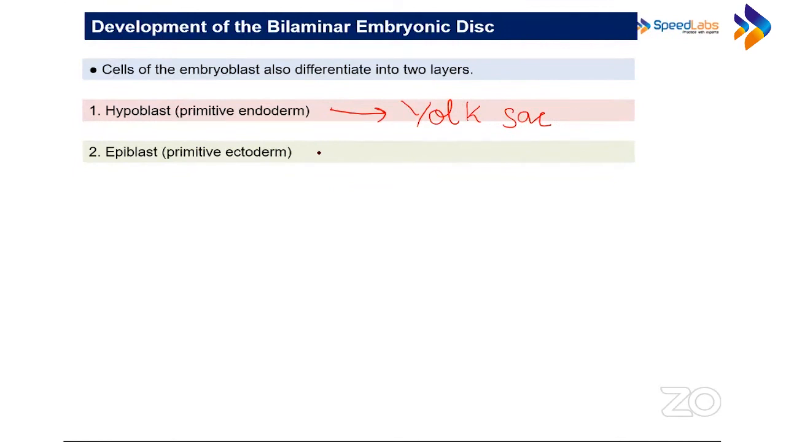Epiblast is acting like a primitive ectoderm, but it has two parts: the amniotic epiblast, which develops the amniotic cavity, and the embryonic epiblast.